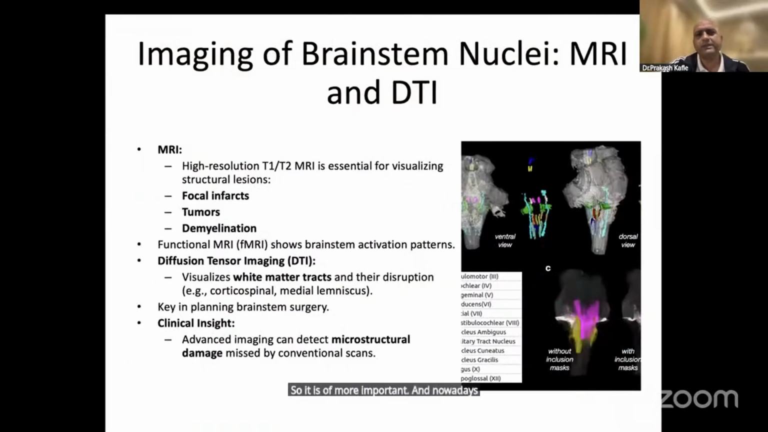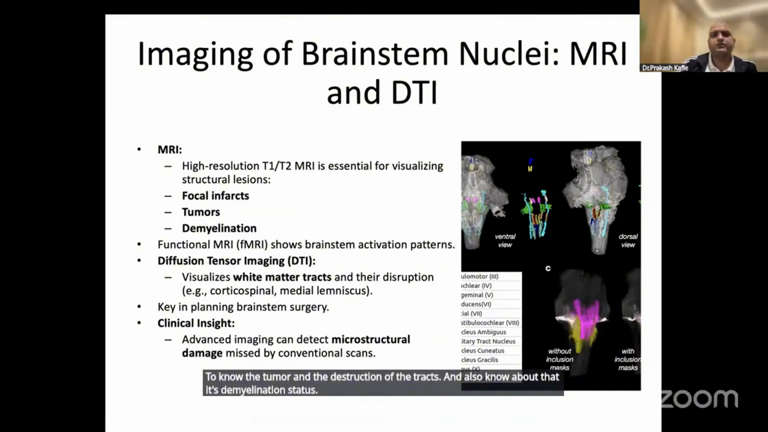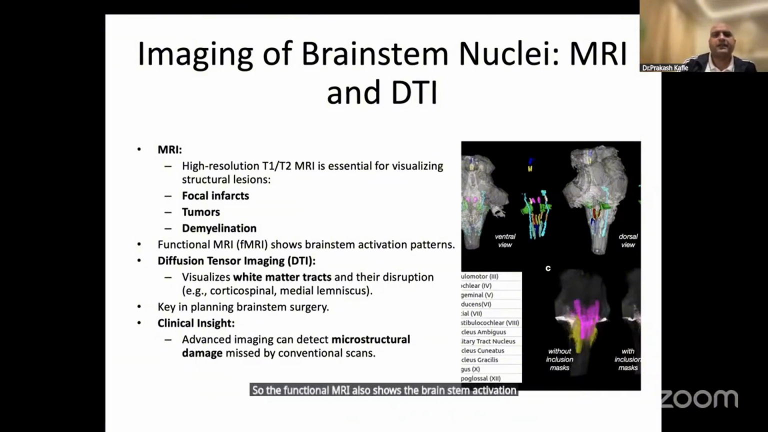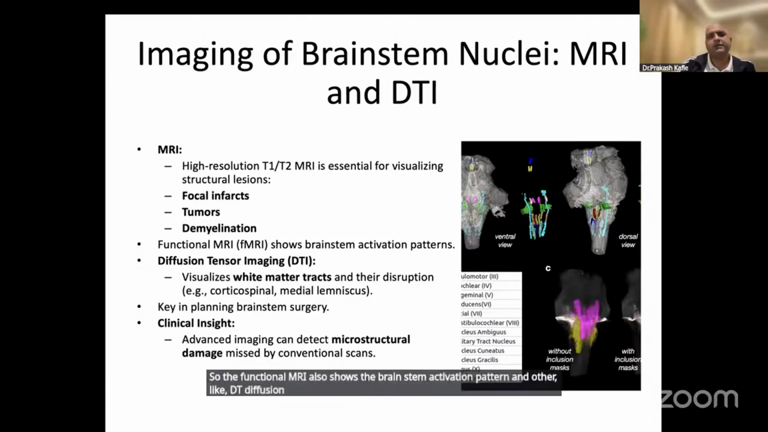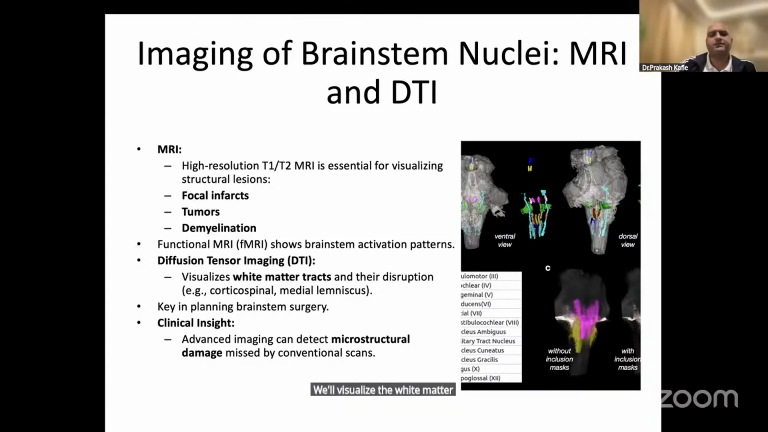And nowadays, with imaging technology and advancement in MRI technology, we can localize the brainstem nuclei, note their destruction, and prognosticate along with the diagnostic value. So we can do high resolution MRI to look at focal infarct, tumor, destruction of the tracts, and also demyelination status. Functional MRI also shows the brainstem activation pattern, and DTI, diffusion tensor imaging, will visualize the white matter tracts and their disruption. All these new MRI technologies help in planning the surgery.